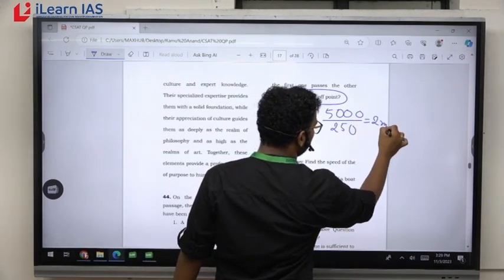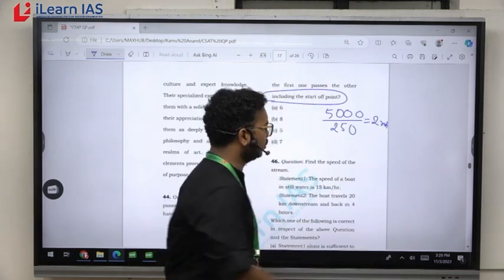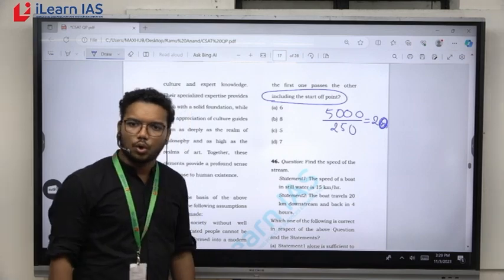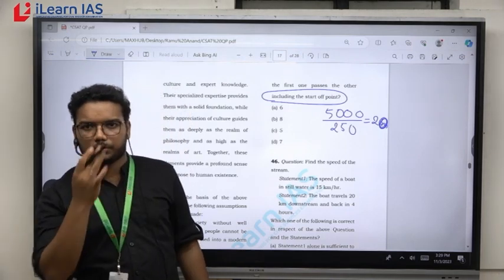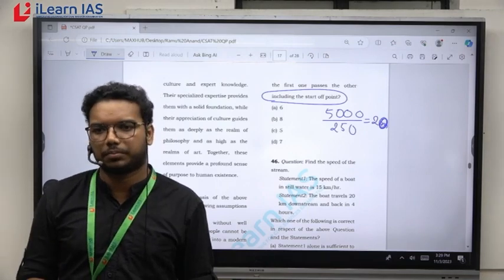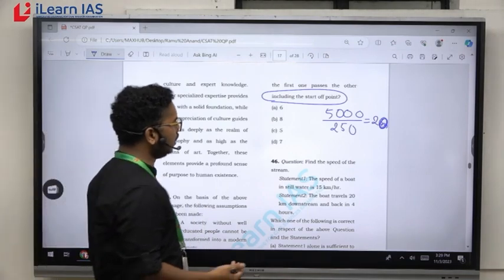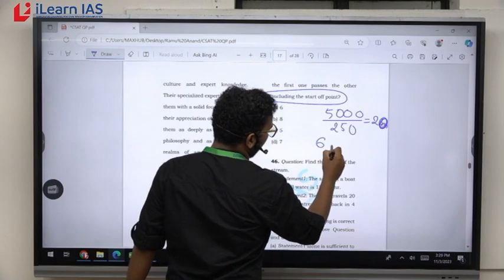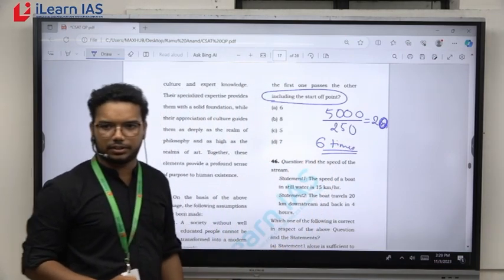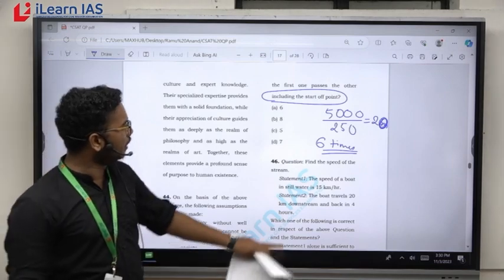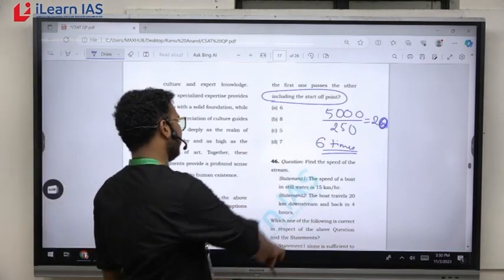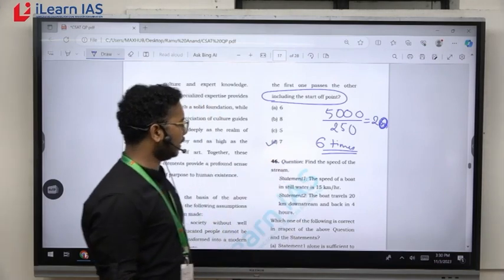So how many rounds are there? 20 rounds. They meet once every 3 rounds, so by the end of 20 rounds they will meet 6 times. But what is said here? Including the starting point. So 6 plus 1 is 7.